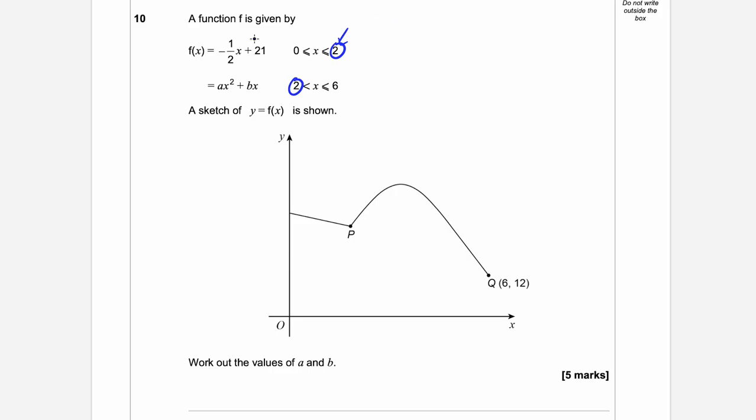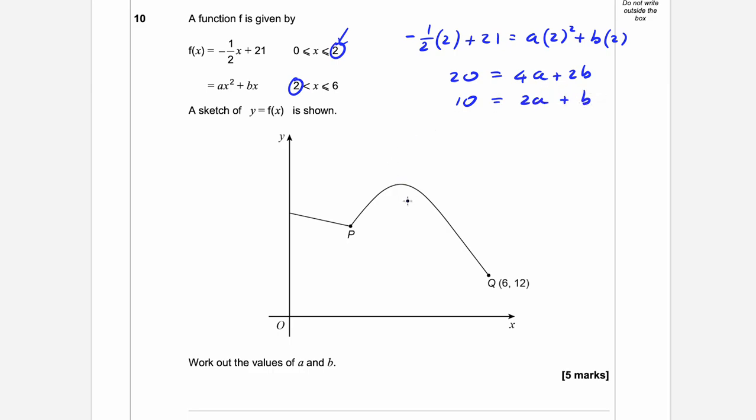So f of 2 here must equal to when I sub 2 in here. So I'm going to sub 2 into them both. So minus a half times 2 plus 21 must equal a times 2 squared plus b times 2. Okay, this is minus 1 plus 21 is 20. So this is 20 equals 4a plus 2b. Divide everything by 2 just to make it simpler. 10 equals 2a plus b. Okay, so we have that one equation.